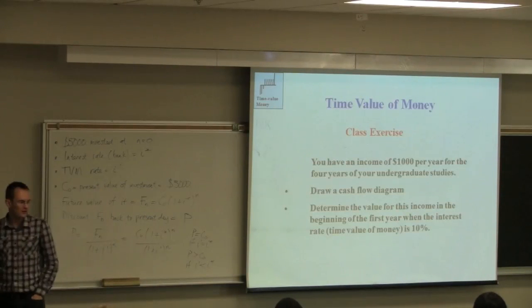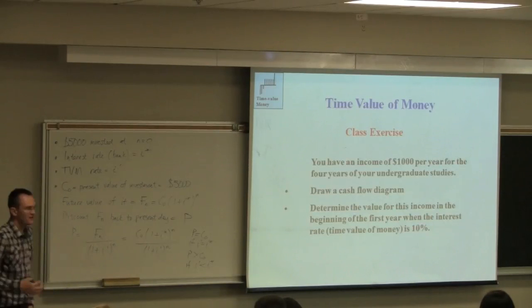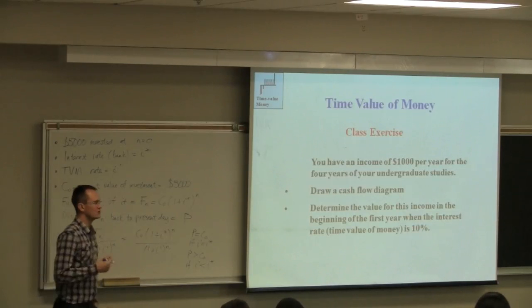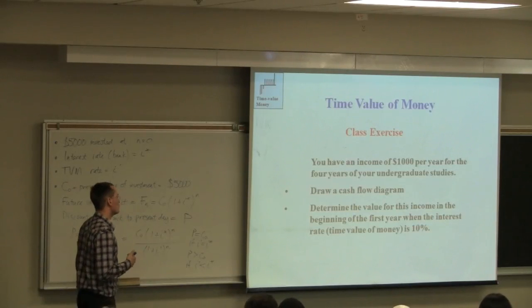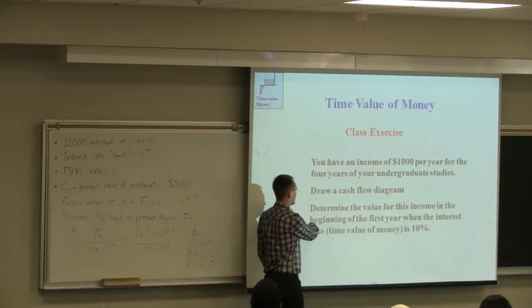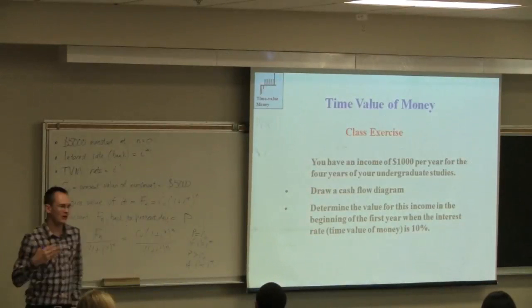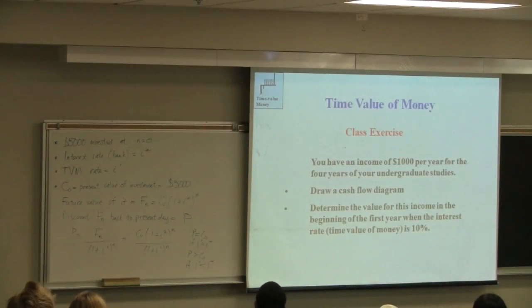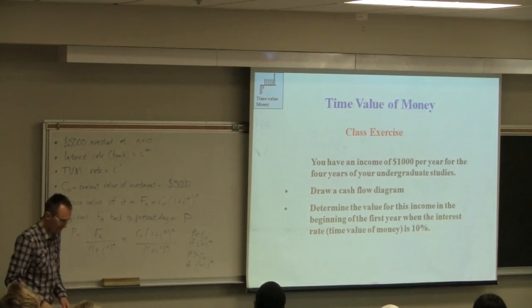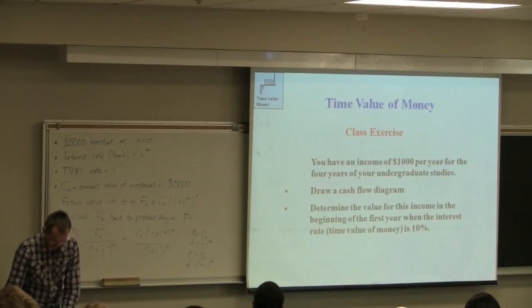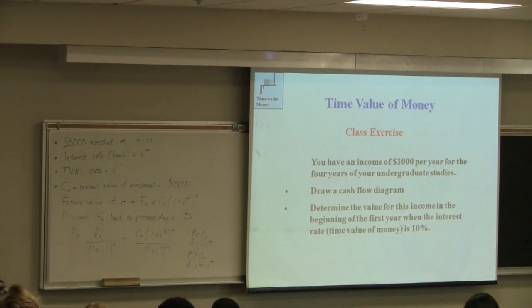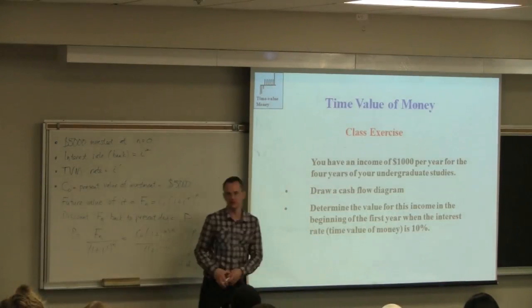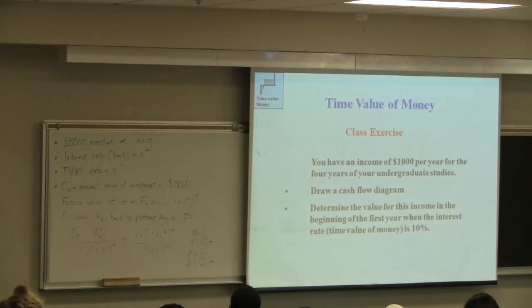Okay, let's take a look at this exercise then. This one should be very quick. We have $1,000 coming in every year for the next 4 years. So first you just draw a cash flow diagram to get comfortable with that, and then determine what this income is at the beginning of the first year. So total up those $1,000 cash flows, discounting them each by the appropriate amount, and then bring them into present day values and sum them up. So this should take more than 2 minutes.